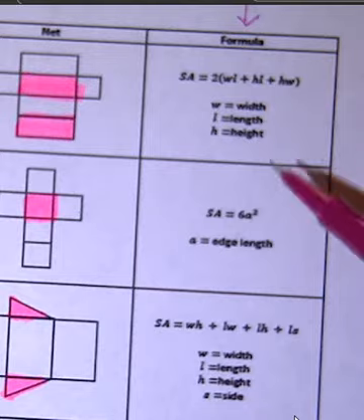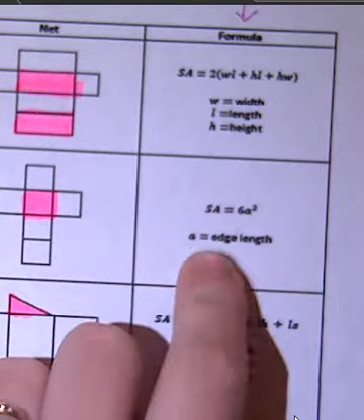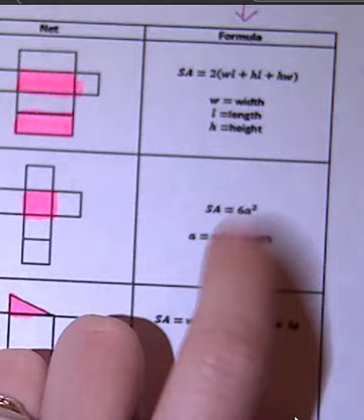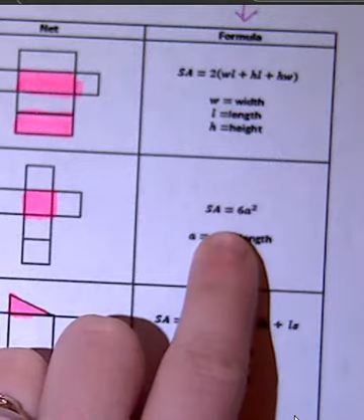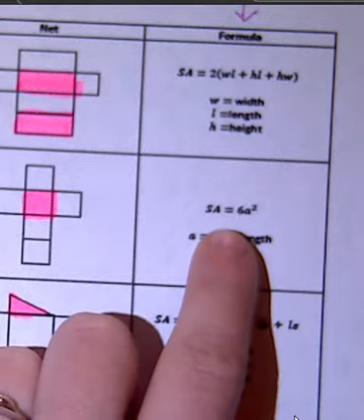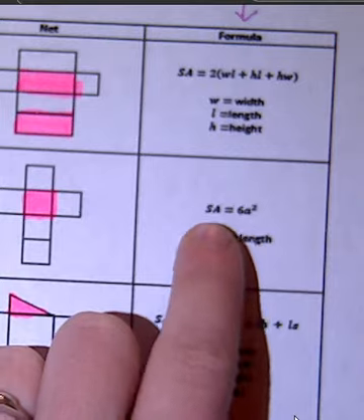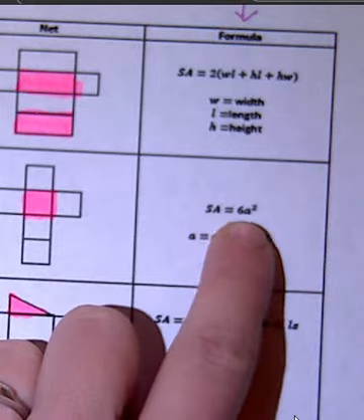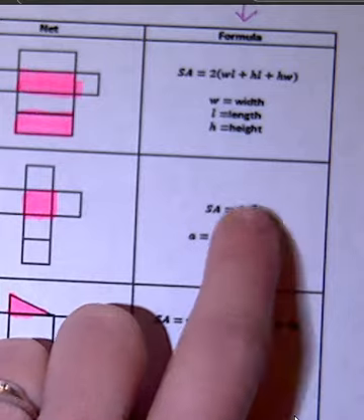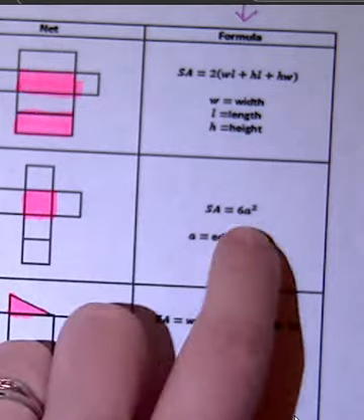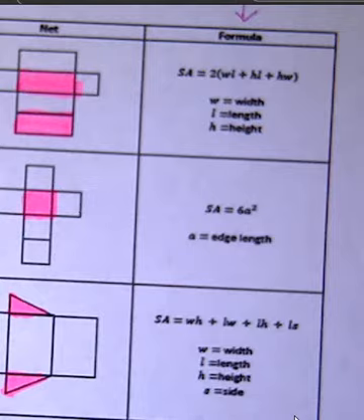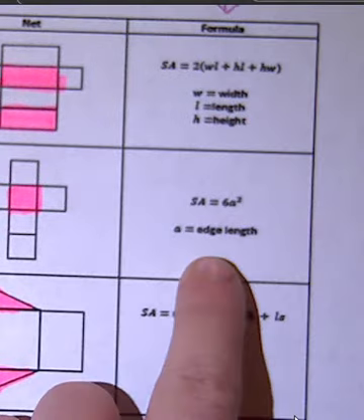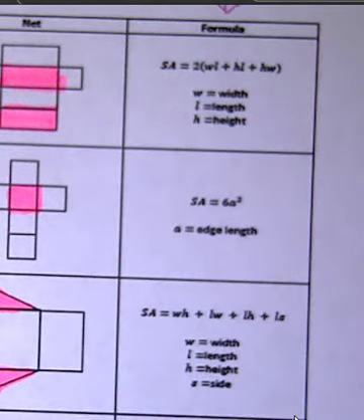Okay, so we're actually going to just start with the cube here. So the formula, if you look at your cube, is surface area, which is capital S, capital A. Surface area equals 6 times A squared. So that means we're doing 6 times A times A. And A here is the edge length of each of those cube edges.